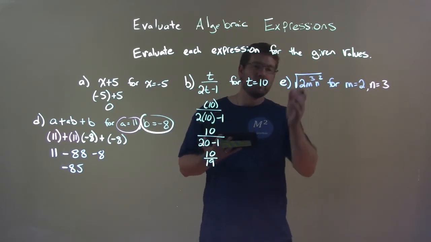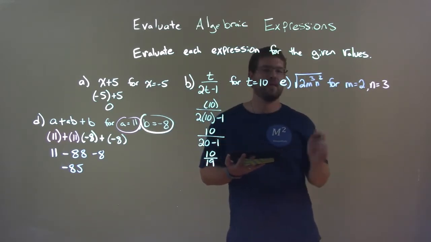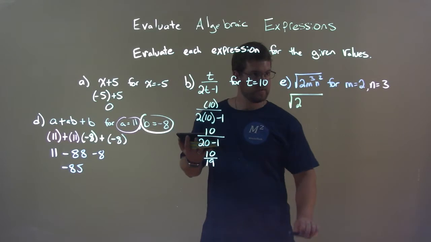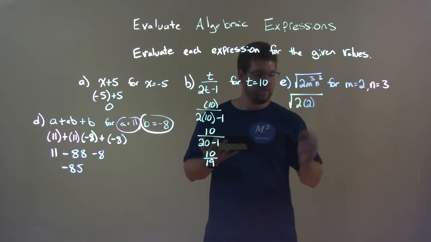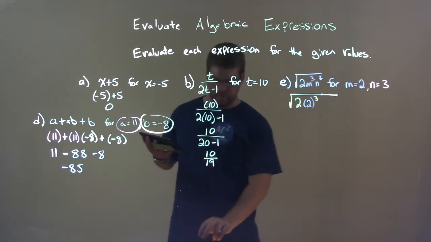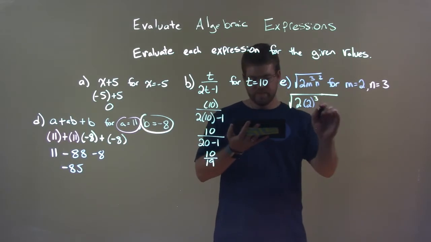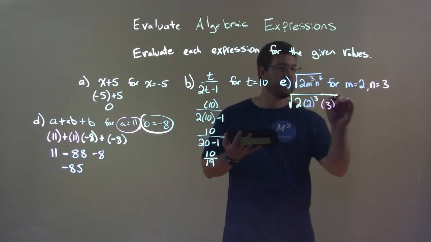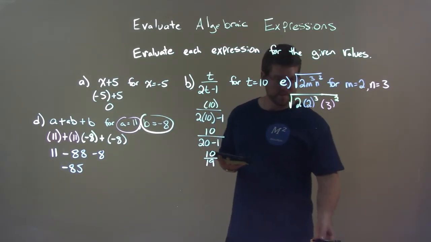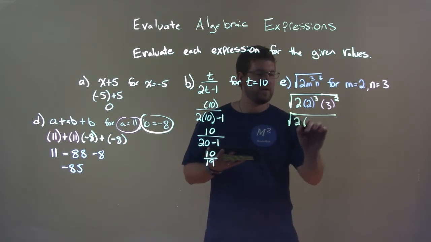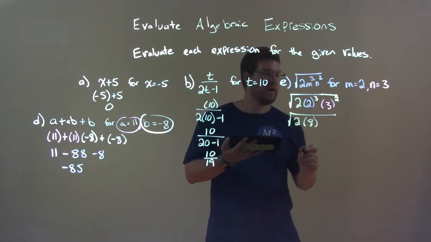So, again, take this expression and substitute 2 in for m and 3 for n. So square root of 2, our m value, which is in blue, which is 2, so we have 2 to the third power, and then n is 3, so we have 3 to the second power. Okay? So now let's simplify all of this. Well, 2 to the third is an 8, so we have 2 times 8, and 3 to the second power is 9.